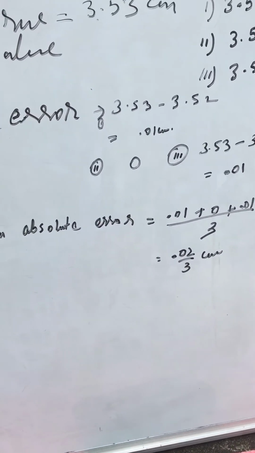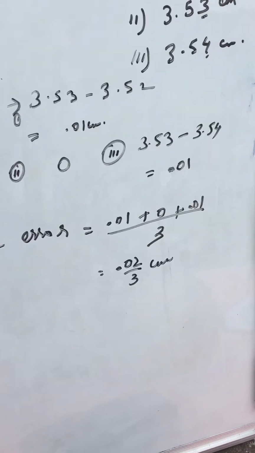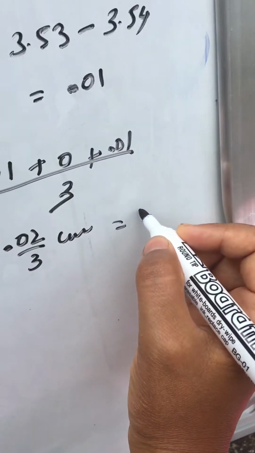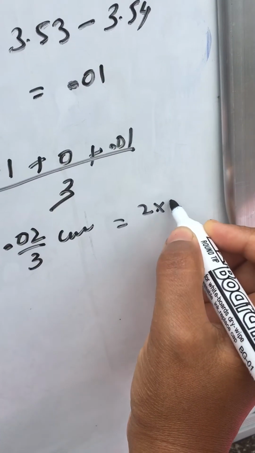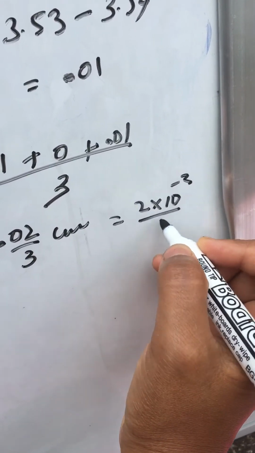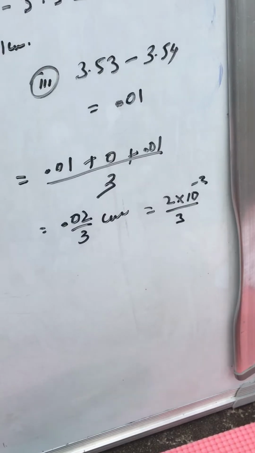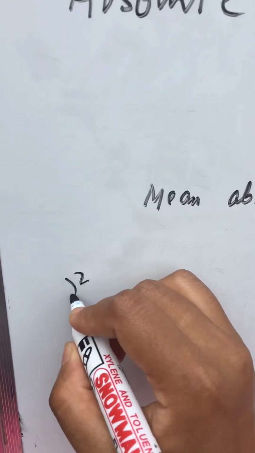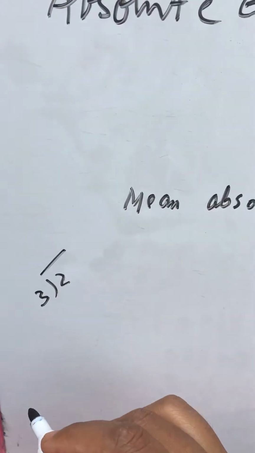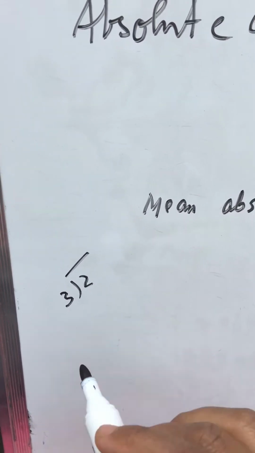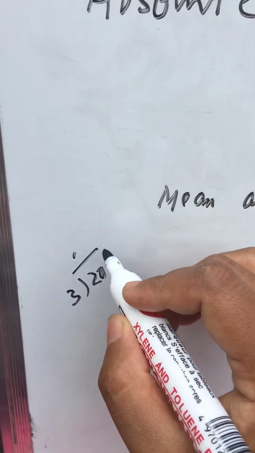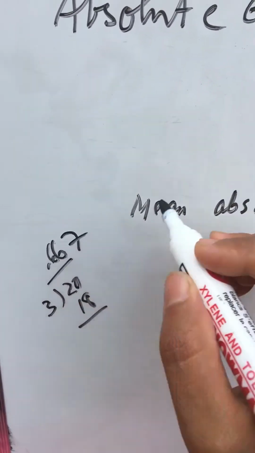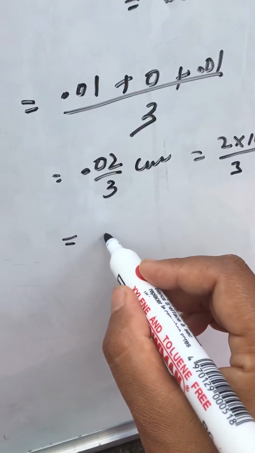Now we can calculate this. This is equal to 2 into 10 to the power minus 2 divided by 3. I can write it like that. Now 2 divided by 3, if I do it, will be recurring 6, 6, 7. So this will be what?